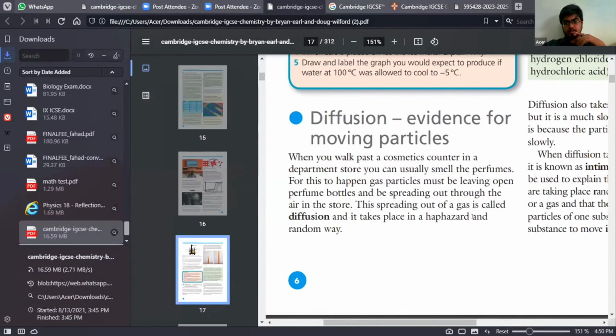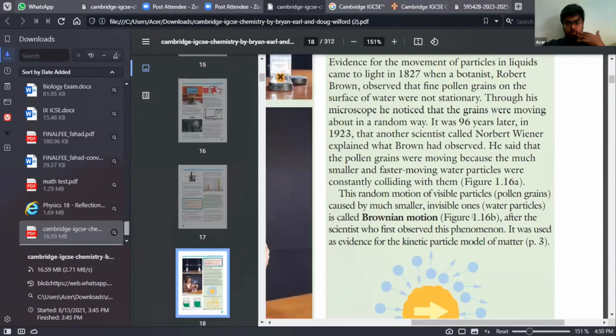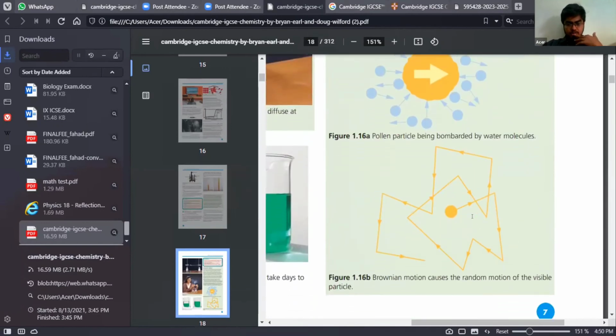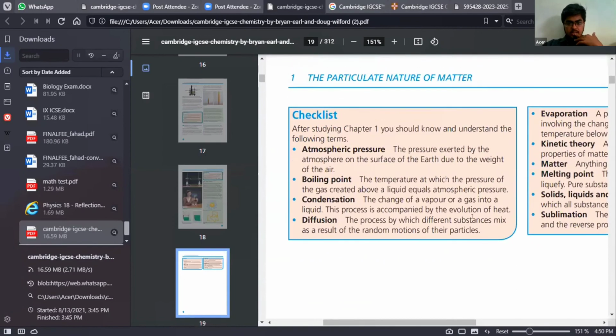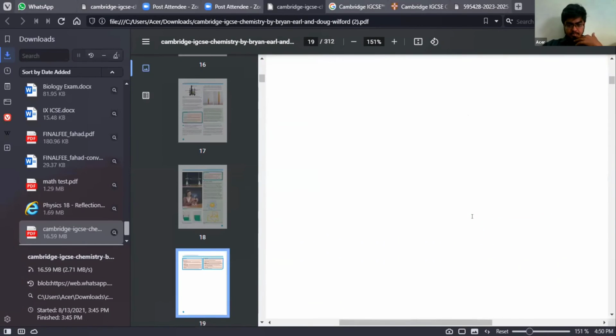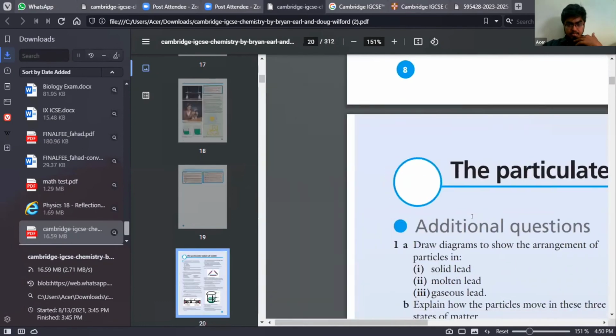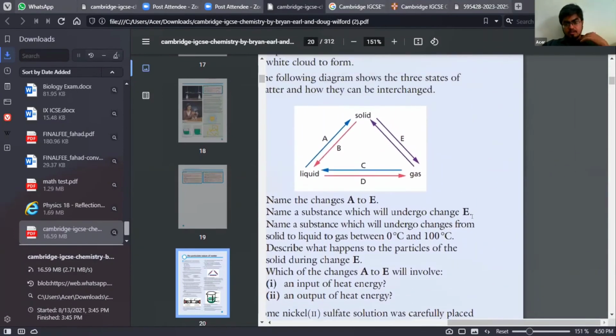Diffusion. Particles. Brownian motion. We do know about Brownian motion. It's a random motion. That's it in the topic. Fine. Do study.